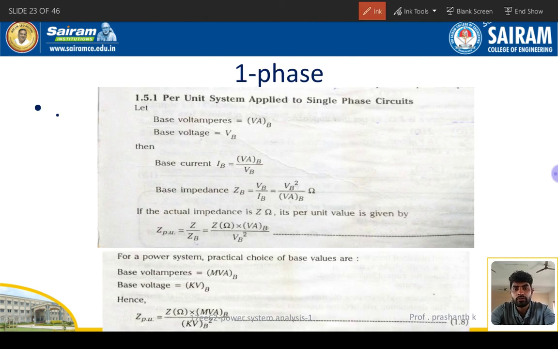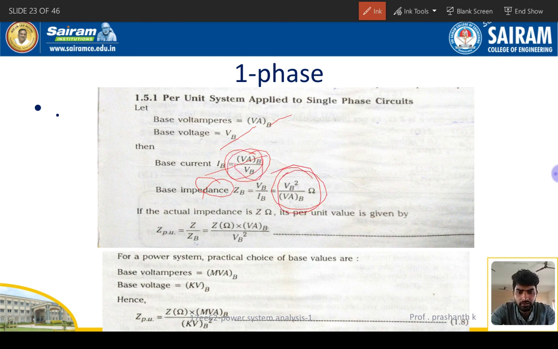Next, the single phase system: the per unit system applied to a single phase circuit. The base volt ampere, power is equal to VI, with base voltage VB and base current IB equal to P by V. Power is VA, that is voltage into current, where V is the voltage and A is the ampere. The base impedance ZB is equal to VB by IB, according to Ohm's law. IB is equal to VB by ZB, just like I is equal to V by R. So ZB is VB square by VAB; you have to substitute IB here.